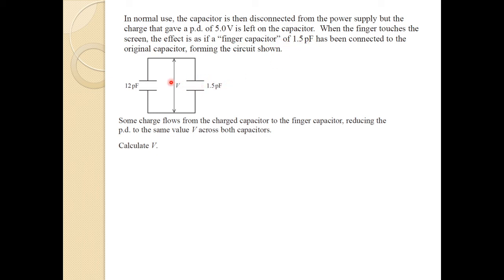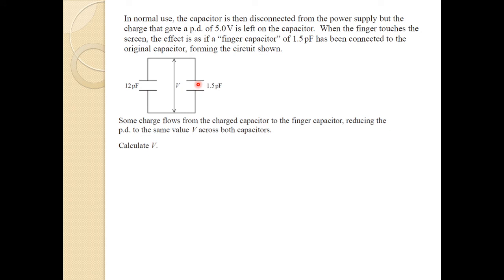So the arrangement is like this, as they explained, connected to the original capacitor, forming the circuit shown below. So the same potential difference we apply on both, and here the capacitance is 12, here 1.5, both in picofarad. Some charge flows from the earlier charged capacitor to the finger capacitor. Now the charge is shared, reducing the PD to the same value V. Earlier there was 5, now it is reduced to V, the new voltage, as the charge is shared.